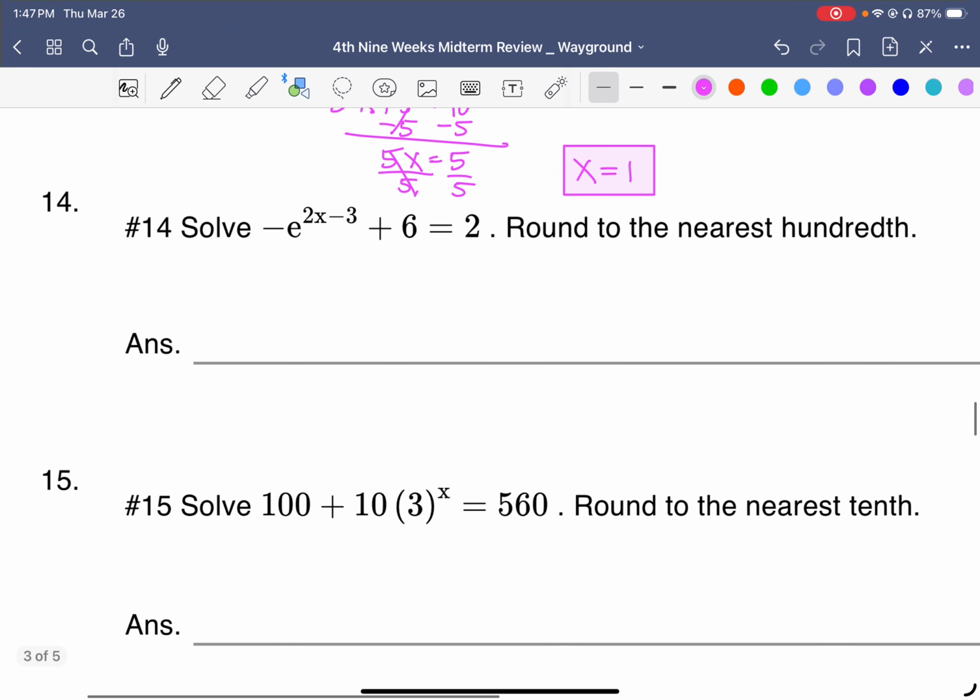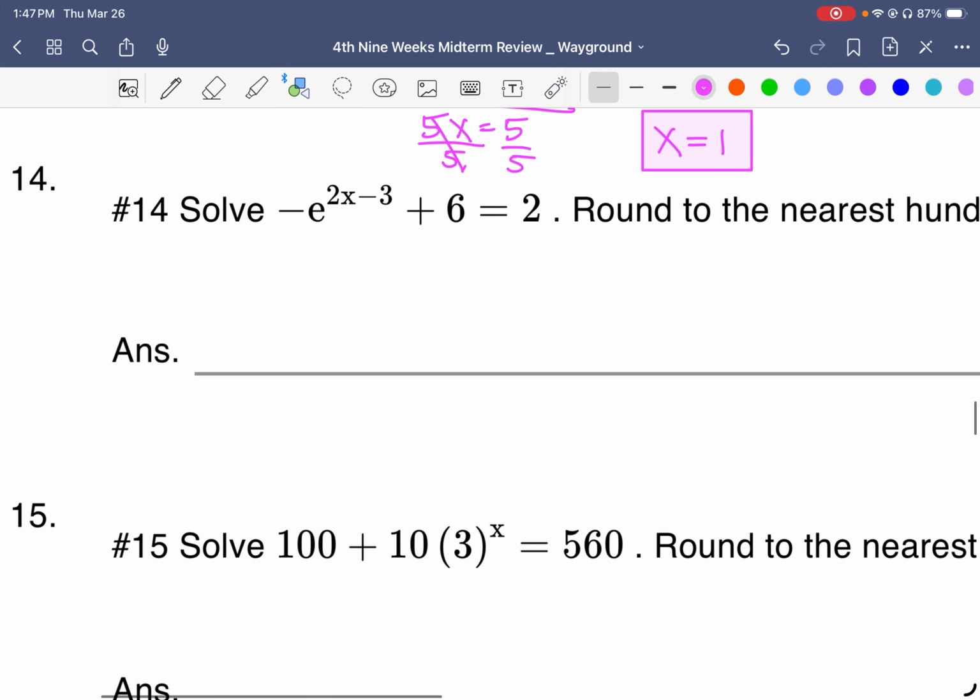Okay, let's solve question number 14. Now, this is another exponential. This one has a base of e. So here is my x, here is my base. So that means that anything that is not part of that, I'm going to have to move it so that I get it isolated. So I'm going to do minus 6.